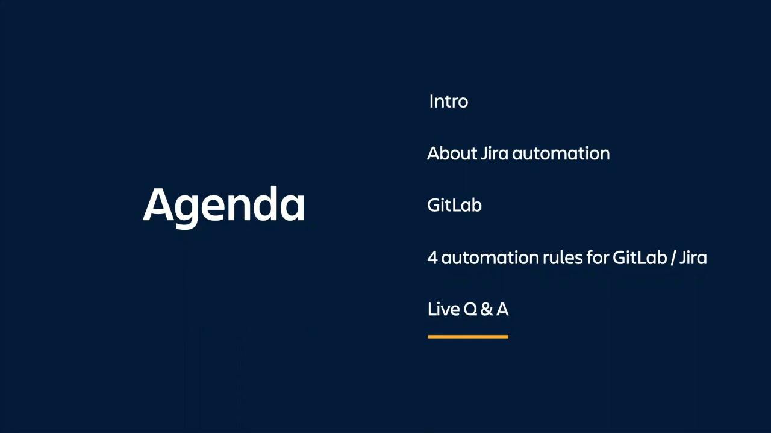Then I will hand it over to Brendan, and he is going to give a bit of an overview about what's new in GitLab before kicking us off with the first of 4 automation rules across GitLab and Jira. That will be the real meat of this webinar. It's what will take up probably around 25 to 30 minutes. Lots and lots of value.